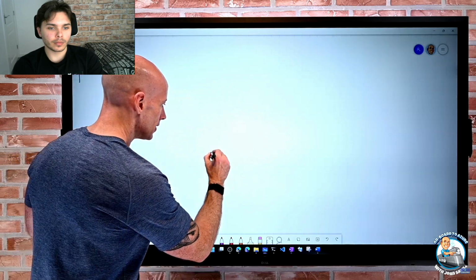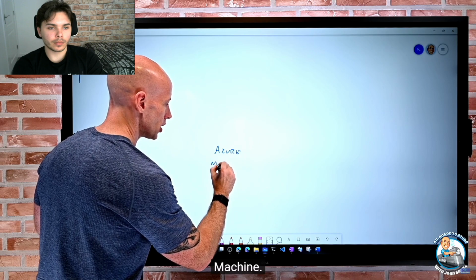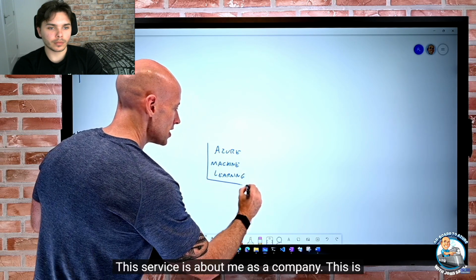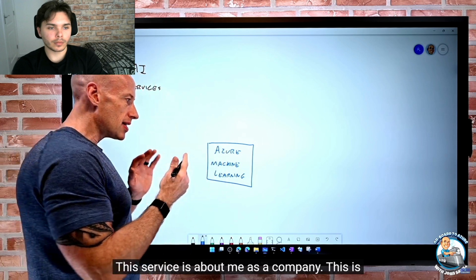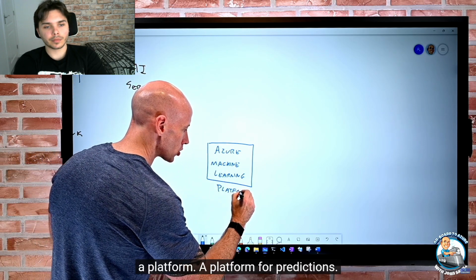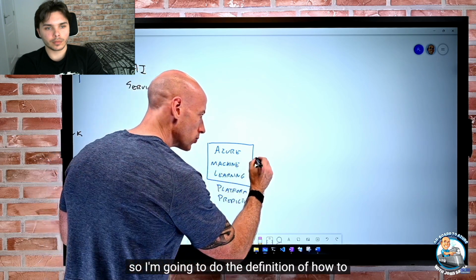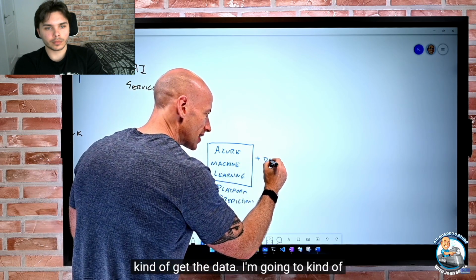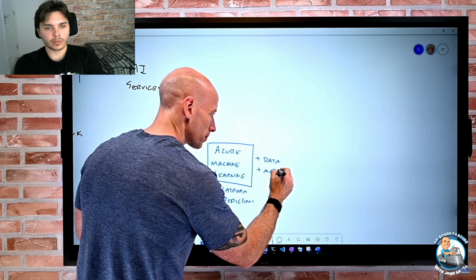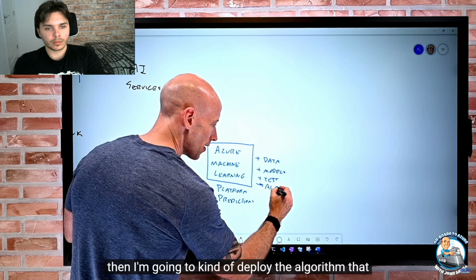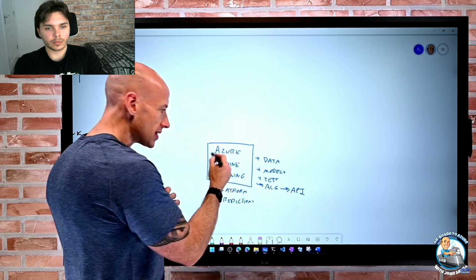So I can think about Azure Machine Learning. This service is about me as a company. This is a platform for predictions. And what that means is I'm doing the work. I'm going to do the definition of how to get the data. I'm going to create the models. I'm going to do the testing of the models. And then I'm going to deploy the algorithm that I've created via an API. And this enables me to do that.